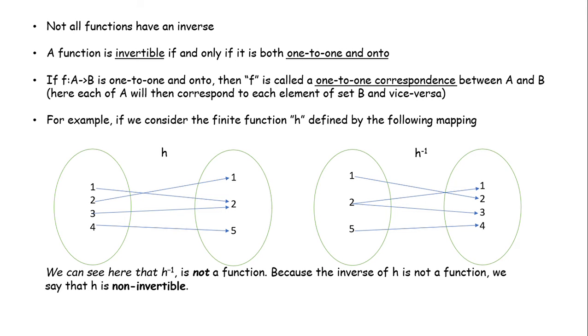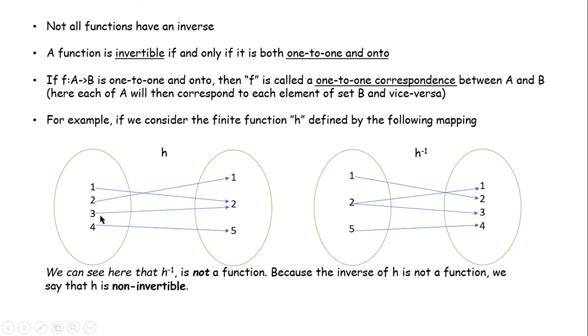So, for example, if we consider a function h, this is the mapping defined for the function h. 1 from set A is assigned the value 2 from set B. That means the image of 1 is 2. Then 2 from set A is assigned the value 1 from set B. That means the image of 2 is 1.